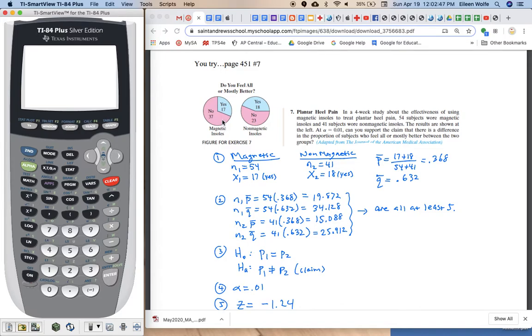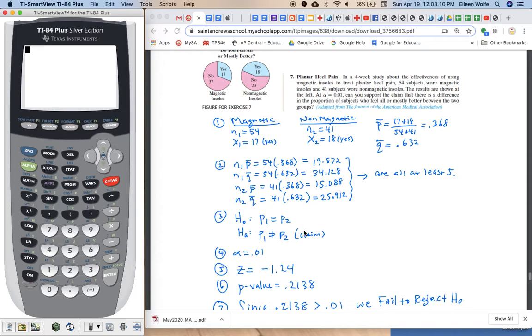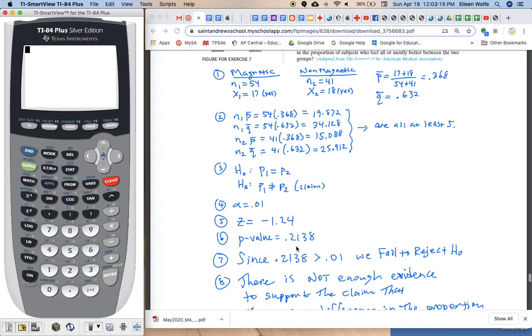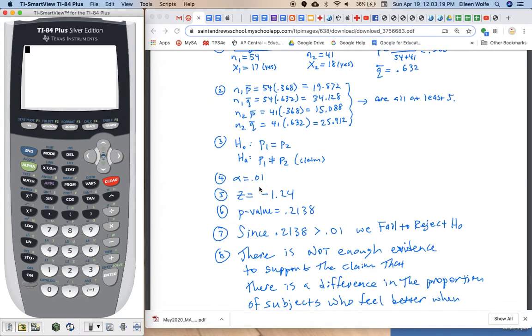So in the magnetic group, it's 17 out of a total sample size of 54, right? And in the non-magnetic group, we have 18 who feel better out of a total of 41 subjects. I'm going to get p-bar and q-bar so I can check the conditions, that they're all at least 5. Okay, step 3, I have a claim that there's a difference in these two proportions, so let's go test that claim. Using alpha equals 0.01, we'll need that to help us make a decision.